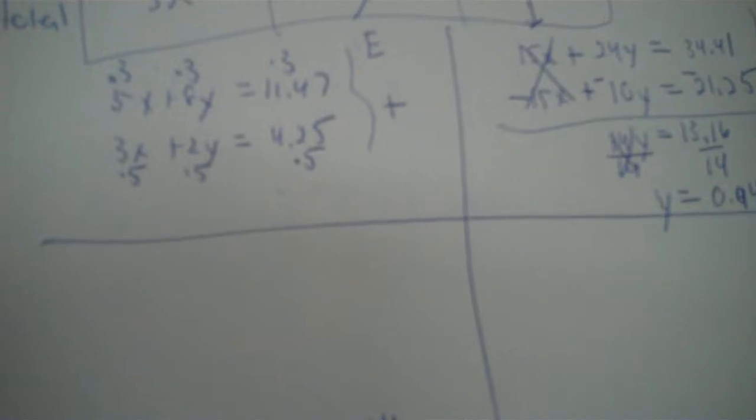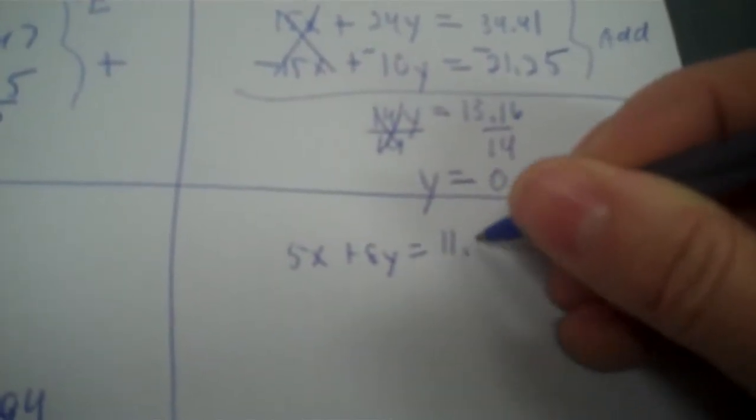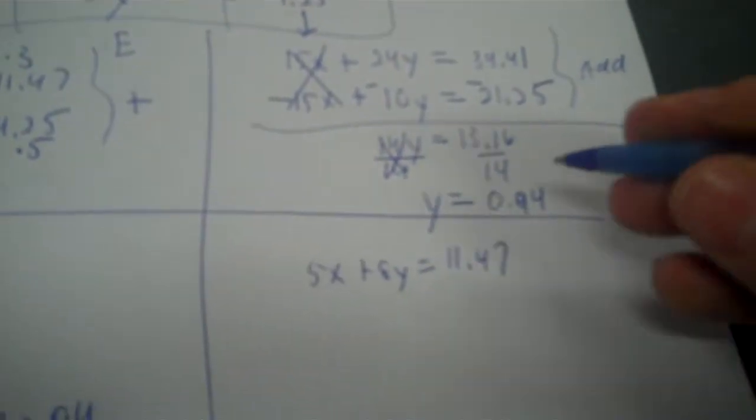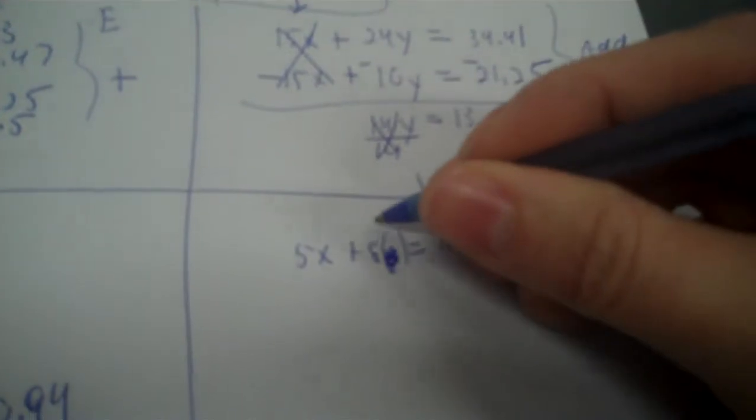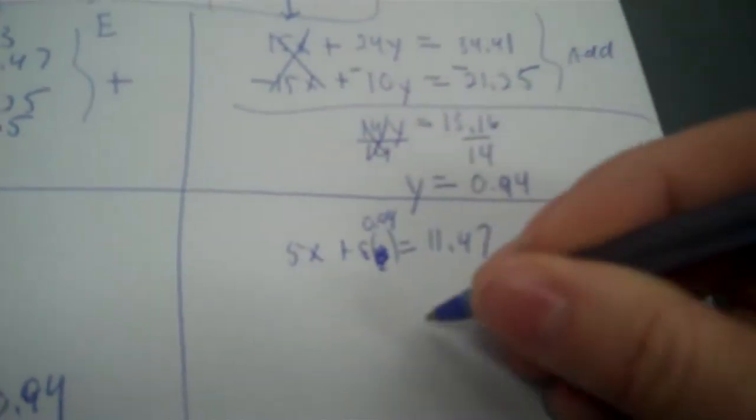Now, there's not a quick way to get the second answer, because these don't have a together amount to go with them, so you've got to use one of your two originals. We'll go 5x plus 8y equals 11.47. So get rid of your y, it's gone, and we're putting 0.94 in place of it.